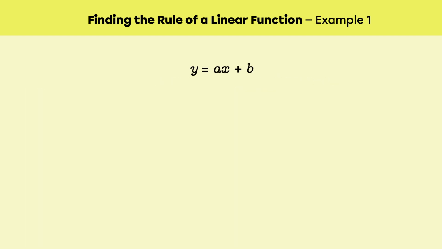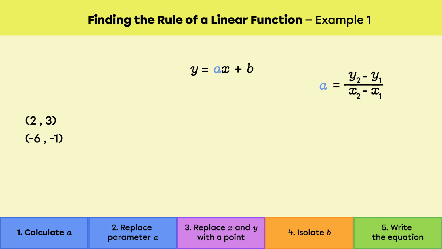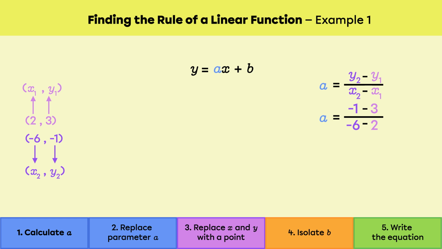Here's an example. Let's find the rule of a line that passes through the points 2, 3, and -6, -1. First, we calculate parameter a using the formula y2 minus y1 divided by x2 minus x1. x1 and y1 are the coordinates of the first point. We'll use 2, 3. So the coordinates -6, -1 become the second point, or x2 and y2. We plug these points into the formula and get a equals -1 minus 3 divided by -6 minus 2.